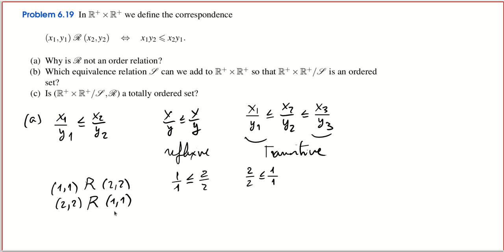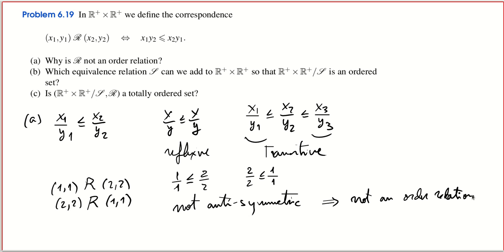So now you have two different pairs, two different elements, so that one is related to the other and the other is related to the first. And that is impossible, right? Because anti-symmetry requires that if this happens, the two elements are the same, but clearly the two elements are different. This is 1, 1 and this is 2, 2. They are different, right? So it's not anti-symmetric, and therefore it is not an ordered relation.